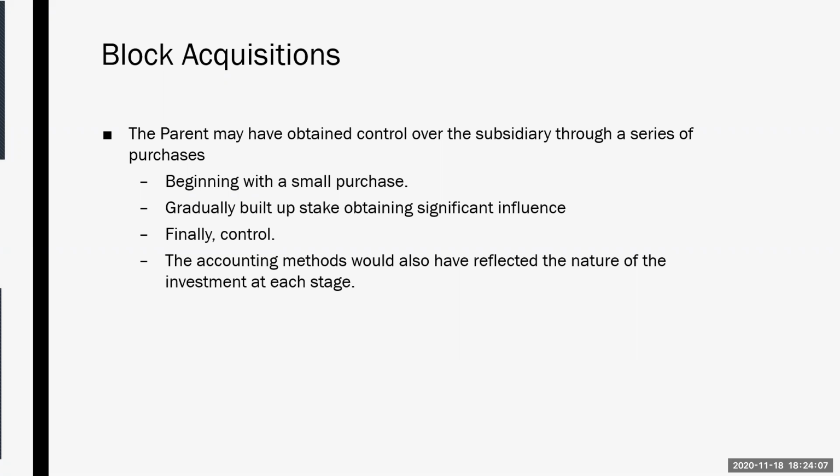The small purchase will likely have been accounted for as fair value through profit or loss. When we obtain significant influence, we move to the equity method. Then when we get control, we'll have to start consolidation.